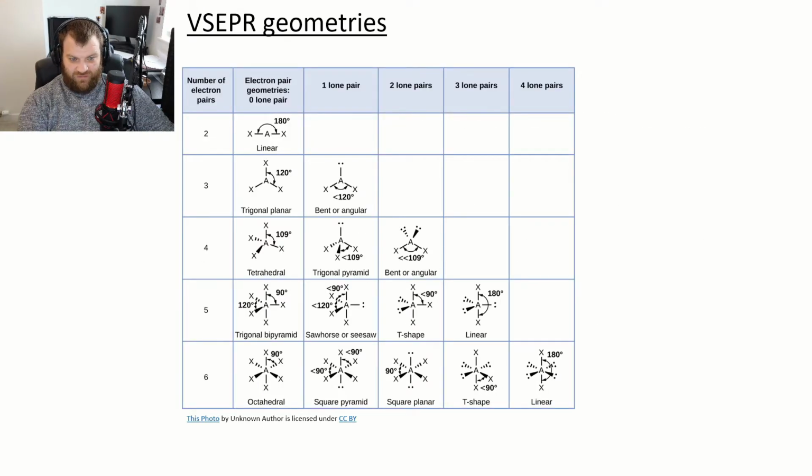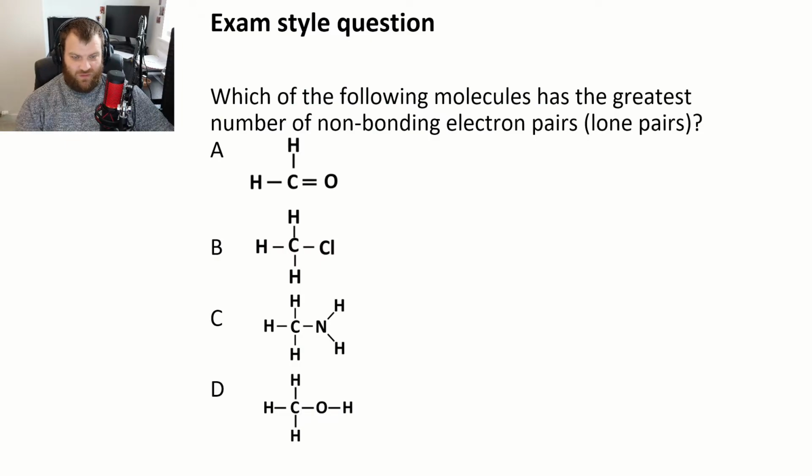What VSEPR theory shows us is that if you have molecules or polyatomic ions which have the same number of electron pairs, they may have different shapes because the lone pairs will repel the bonding pairs and cause a change in shape. You should be aware of the angles of the most common ones, like linear, tetrahedral, trigonal planar. When you have a lone pair involved, those angles will be smaller than expected because of that repulsion we've discussed a few times. A typical exam style question will be asking you which of the following molecules has the greatest number of non-bonding electron pairs.